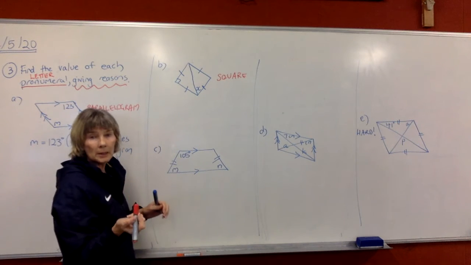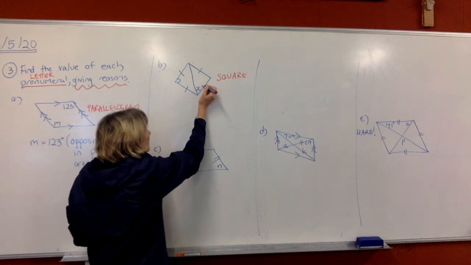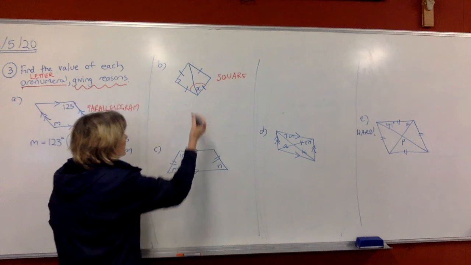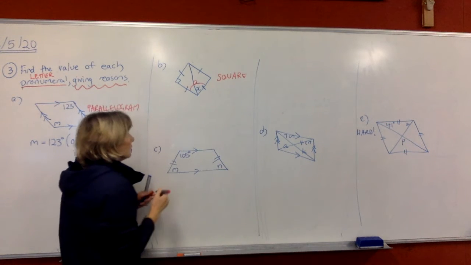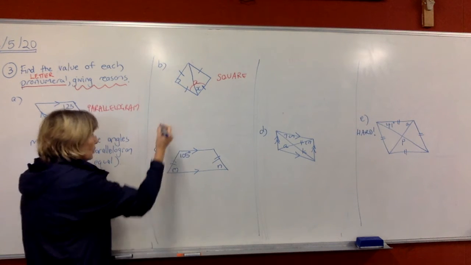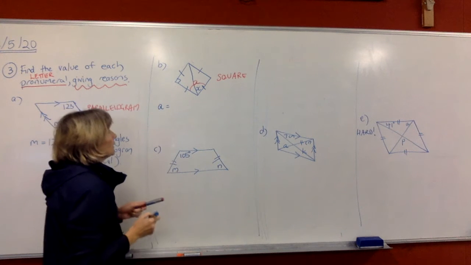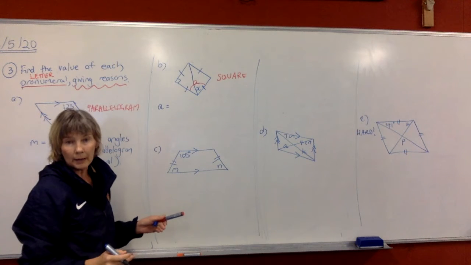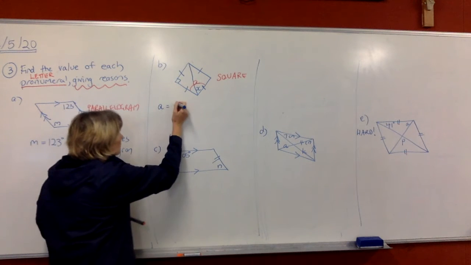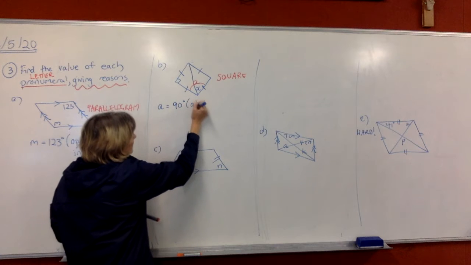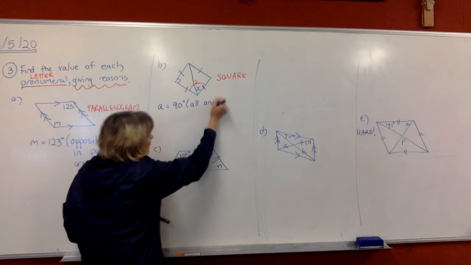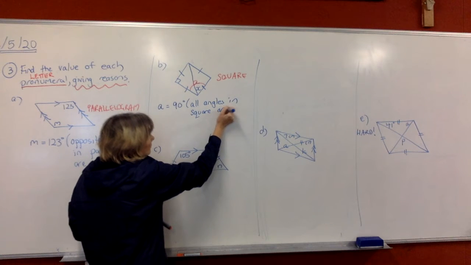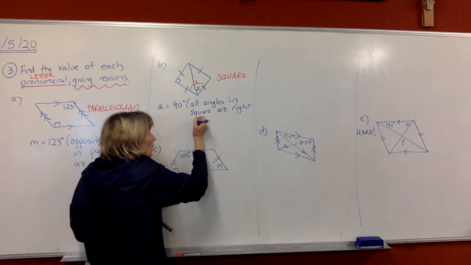Well, what I'm going to do is just get my red pen and mark this angle here. I'm going to call it something but not call it x. So let's call it A. And I'm going to find out what A is first. Right? So if you think about this, this is a square and we know that the square has all right angles in it. So we could say that A equals 90 degrees because all angles in the square are right angles. That's the reason. That's why you know that.